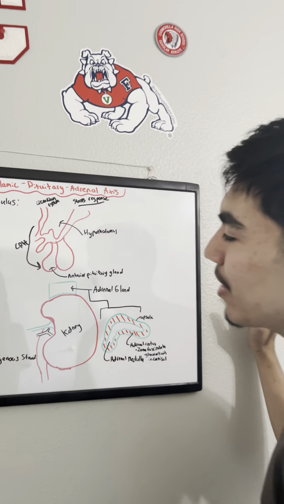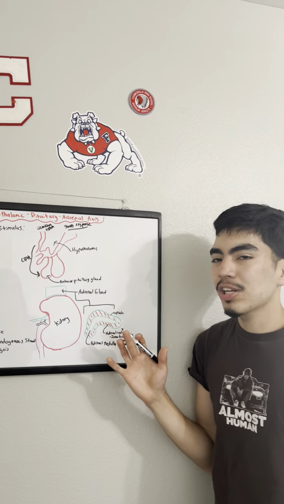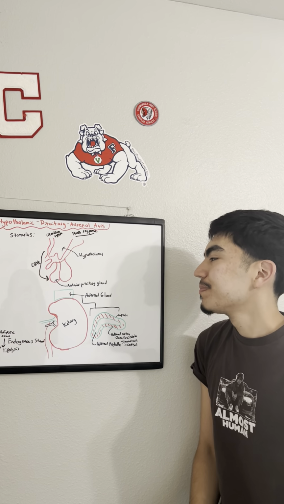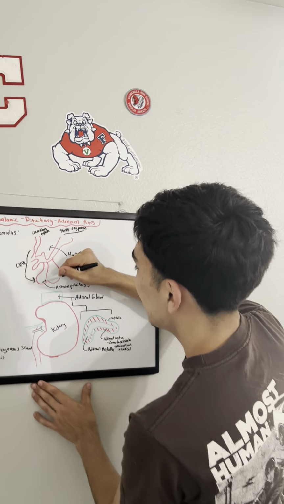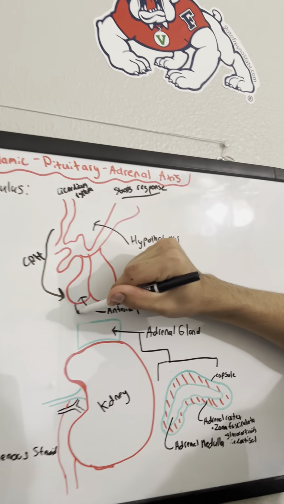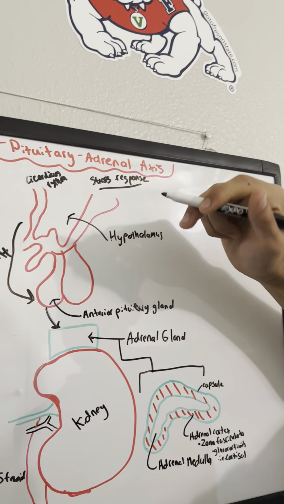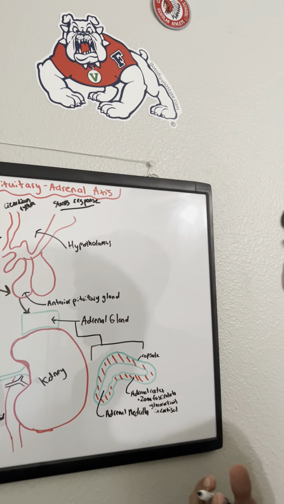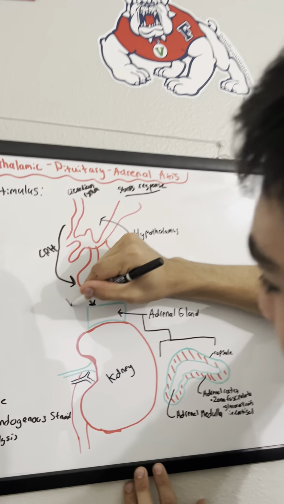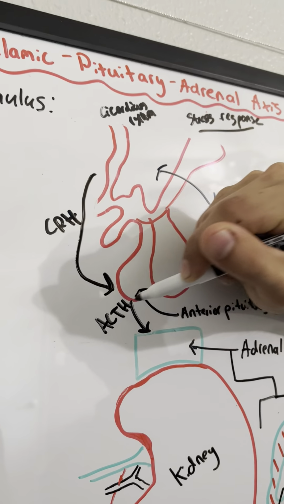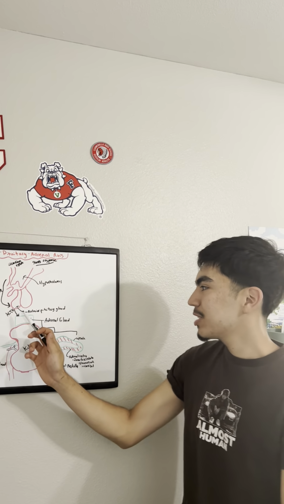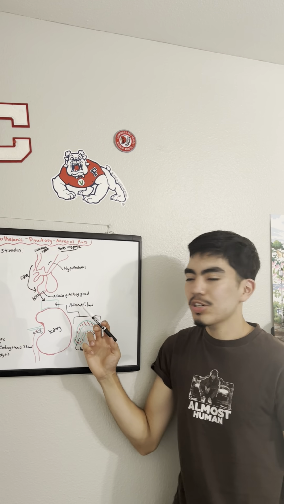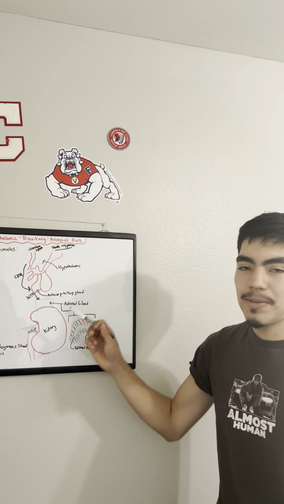Okay, so now that we're at the anterior pituitary gland, we have another hormone that's released into the next target, and the target is the adrenal gland, more specifically the adrenal cortex. But what is that hormone? That hormone is ACTH, in other words, adrenocorticotropic hormone. So that hormone is released from, again, the anterior pituitary gland into the adrenal gland.